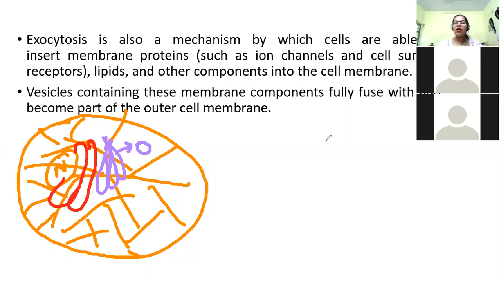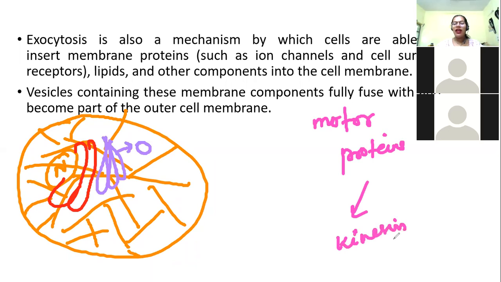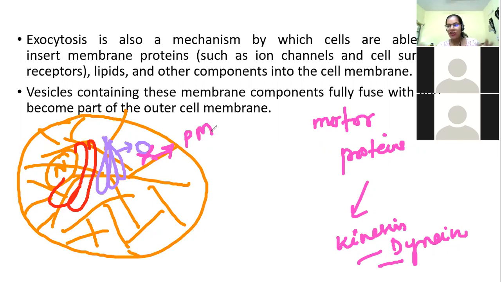There are certain proteins called motor proteins. I don't want you to get confused, so just listen to this. The motor proteins are called kinesin and dynein. These proteins actually carry these vesicles, and they move towards the plasma membrane. They act like your car, the vehicles. They take the cargo, so the vesicle is your cargo. They take it on top of these kinesin and dynein and move towards the plasma membrane.